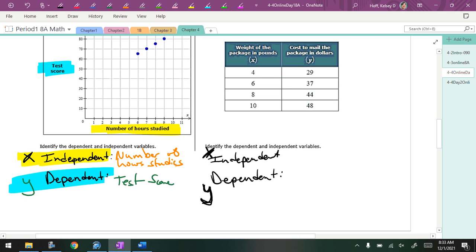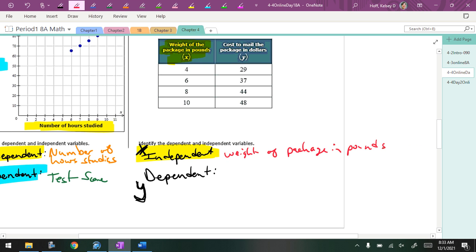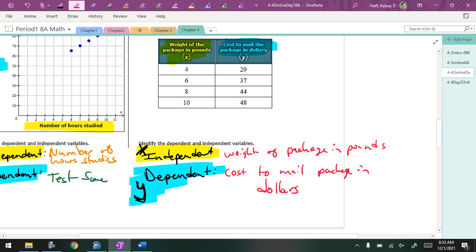Caitlin? Independent. Your X. What'd you write? Excellent. Weight of package in pounds. Addison, Y dependent is? Very good. Cost to mail package in dollars. No, just write it down. Okay. Cost to mail the package in dollars.